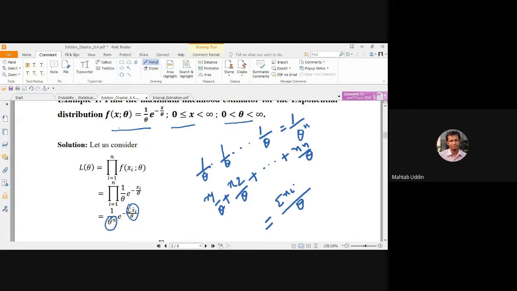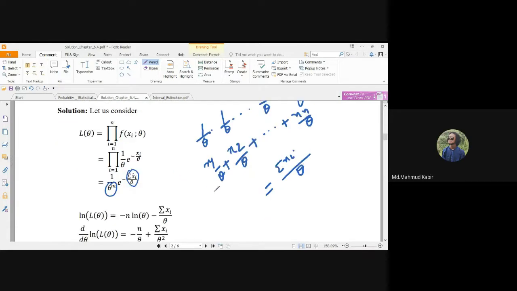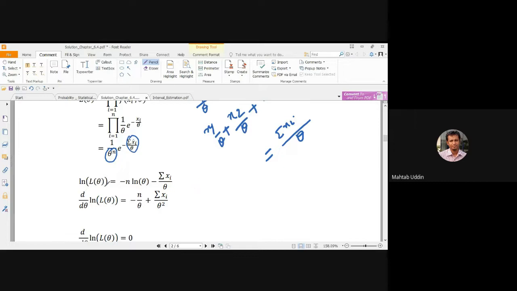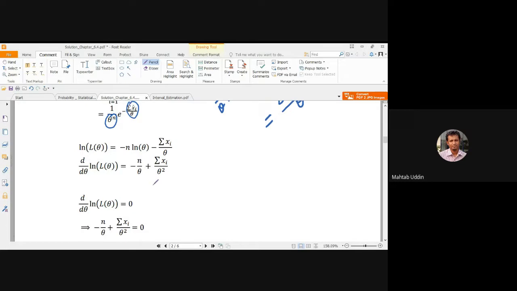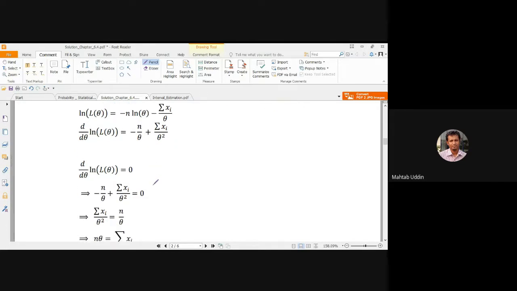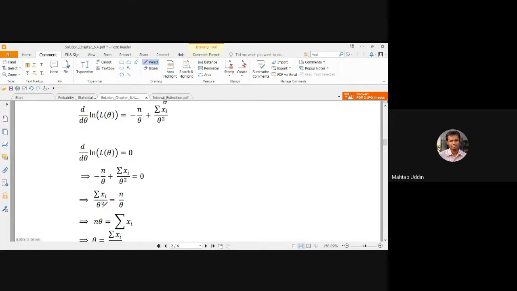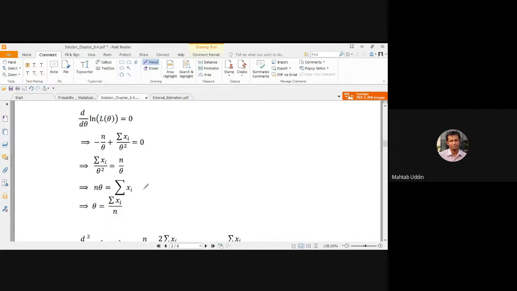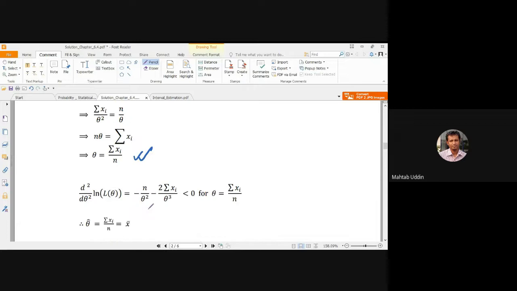Then we will take the log function. Here this is a negative power, so minus n ln theta, ln and e cancel, minus sum of x by theta. Do the differentiation for the first time: minus n by theta plus, here negative sign and negative power, so minus minus, n plus sum of xi by theta square. Then for the critical point, the first derivative has to be taken as zero. So we take this, and finally this is theta. Do the second derivative, and for this it is negative, so this is the estimated value.